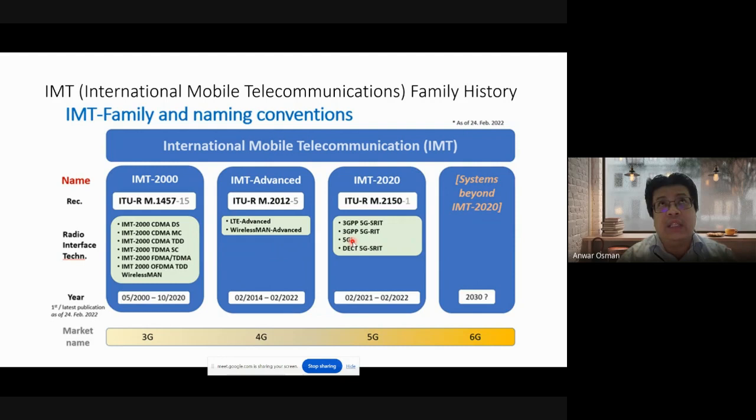But these two, currently, as I update, these two standards have already been included in 3GPP as well. Okay, so for 6G, there's not yet, right? So we're still waiting for the first report, or the vision, to be published.